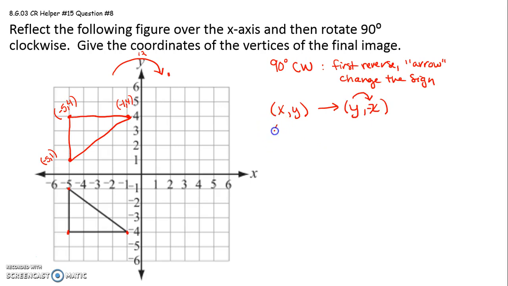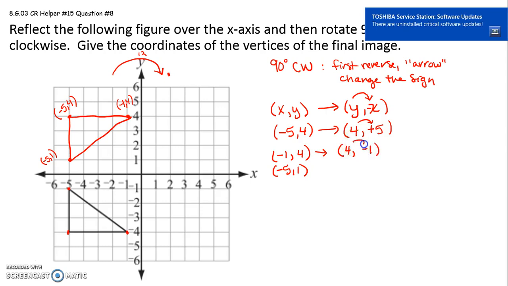So I'm going to go ahead and write each of these vertices after I reflected it over the X. And this is the figure I'm now going to rotate. So we would have -5, 4, -1, 4, and -5, 1. And first we're going to reverse them. Then we'll do our arrow, change the sign. First reverse, just switch the order of them. Arrow, clockwise, change the sign.